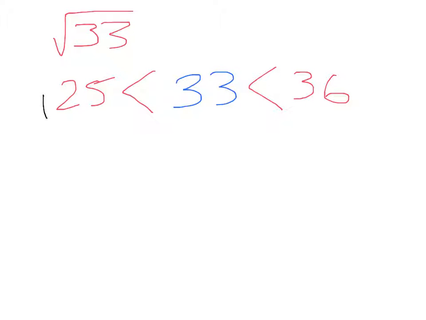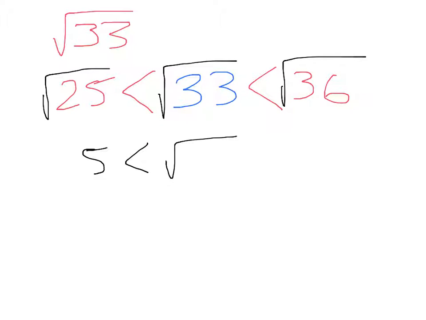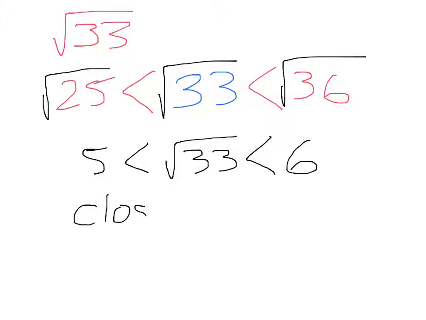Now what I'm going to do is take the square root of each of those numbers. Well, the square root of 25 is 5. I don't know what the square root of 33 is. And the square root of 36 is 6. So it turns out that the square root of 33 is somewhere between 5 and 6. But then we follow that up with, what is it closer to? In this case, we find out that the square root of 33 is actually closer to 6, because 33 is much closer to 36 than it is to 25.